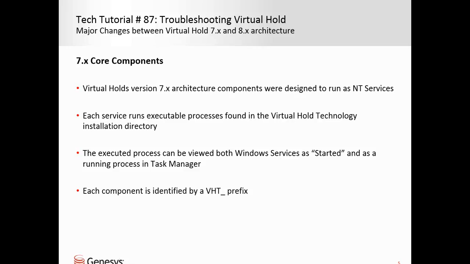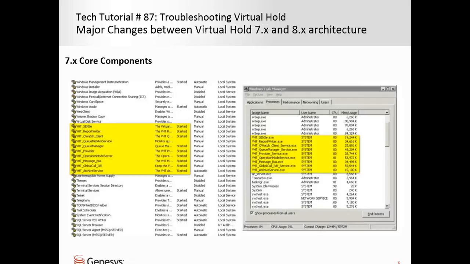Version 7.x components are designed to run as Windows services. These services run executable processes that are located in the Virtual Hold technology installation directory. When running, each component can be seen in the Services applet with the started state and in Task Manager as a running process. Each component is identified with a VHT prefix. Here's a view of both NT services and processes viewed in Task Manager in a 7.x deployment of Virtual Hold. As you can see, there is a one-to-one relationship between each process and its corresponding NT service.